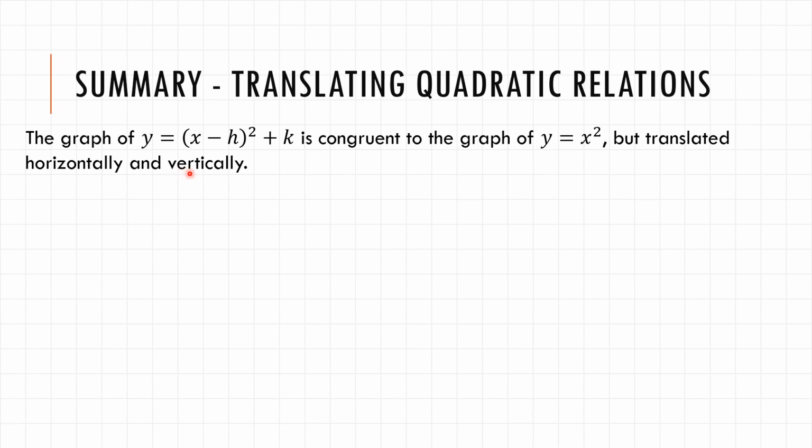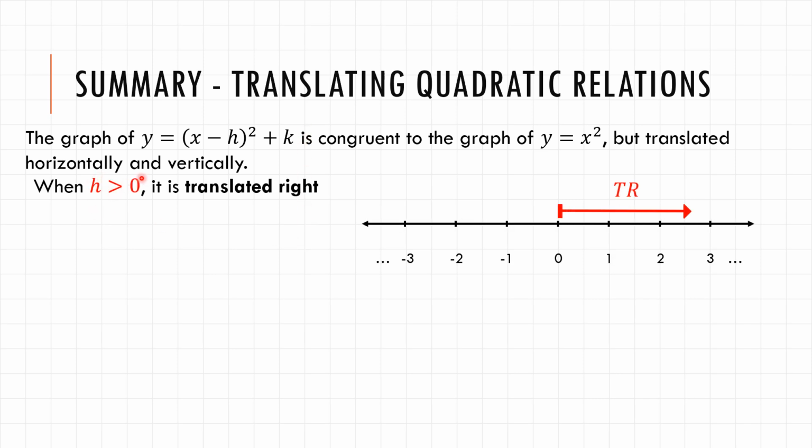So just to summarize that, the graph of y equals x minus h all squared plus k is congruent, which means it looks exactly the same as the graph of y equals x squared. The only difference is it is translated horizontally, so left or right, and vertically up or down. When h is greater than 0, when h was a positive number, the parabola was translated to the right. And when h was a negative number, when it was less than 0, the parabola was translated to the left.